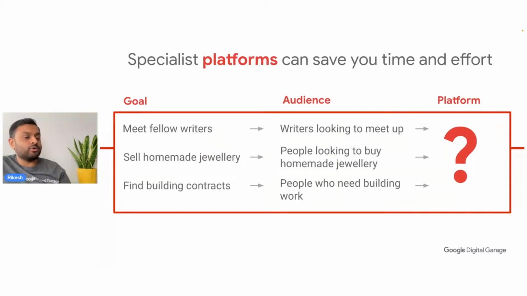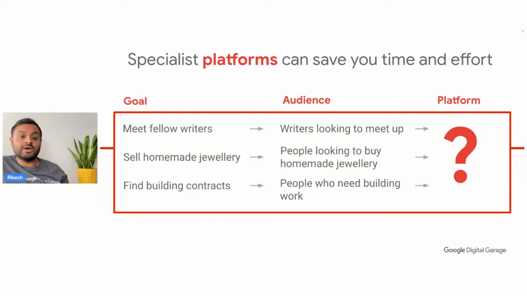There are certain platforms that align both your goals and target audiences. So let's say, for example, we want to meet fellow writers. That's our goal. The target audience who we're looking for are writers who are looking to meet up. And a really useful tool for that is a website or app called Meetup.